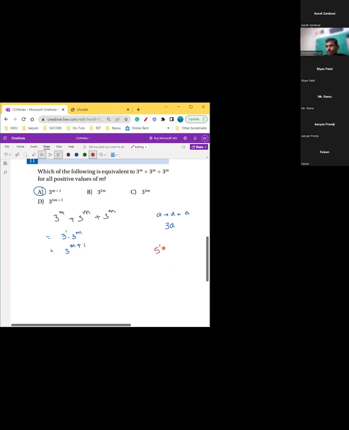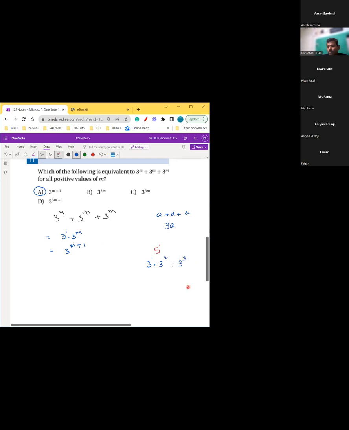But shouldn't it be just 3 to the power of m? I use rule number 1. When you have the same bases, you add the exponents. Remember that? For example, if I have 3 to the first power and 3 to the second exponent, how much is this one? 3 to the third exponent.